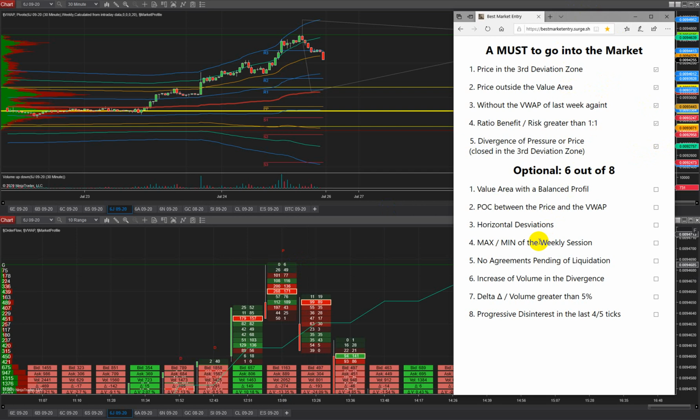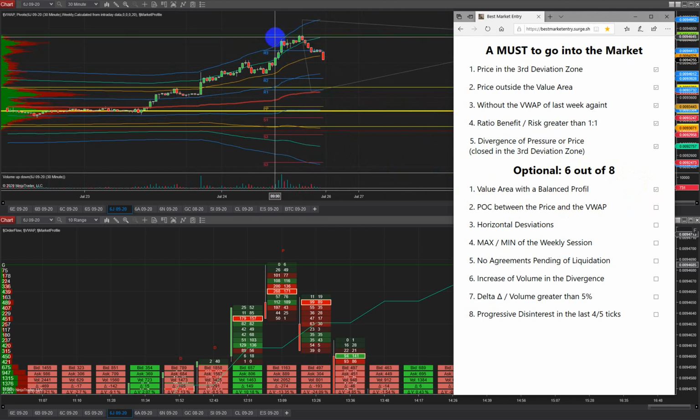Okay, now let's go with the analysis. We can see that the value area was a balanced profile. I will say yes at this point. The POC was supposed to be exactly in the middle, but for my strategy I give it 10-15%, not exactly in the middle. So I will say that was a good one. The POC is not between the price. The VWAP actually is way above the POC, so that is a no-go for us.